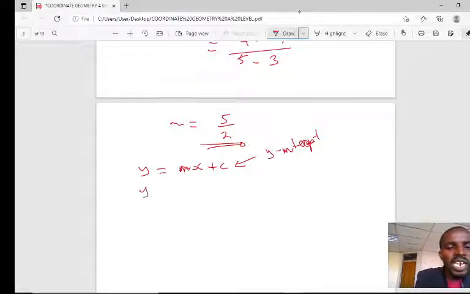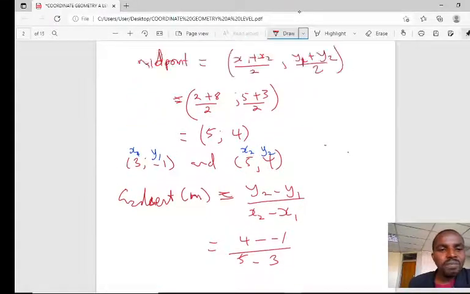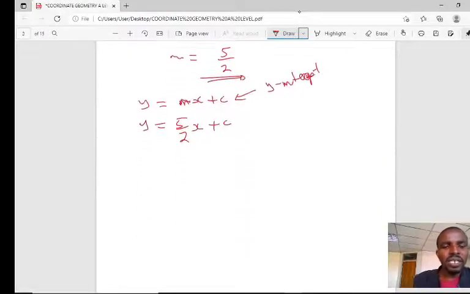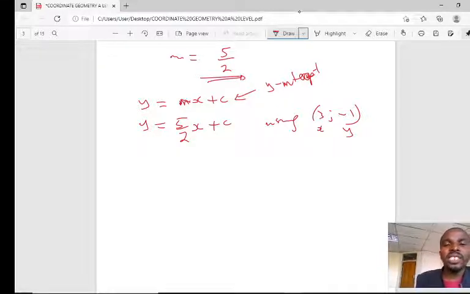Right. Now we have our equation: y equals 5 over 2x plus c. Substitute the gradient first. Then you pick any point of these two points, whether 3, minus 1 or 5, 4. Just any. Let me pick 3, minus 1. It means this one is x, this one is y. x is 3 and y equals minus 1. So you put y as minus 1 and x as 3.